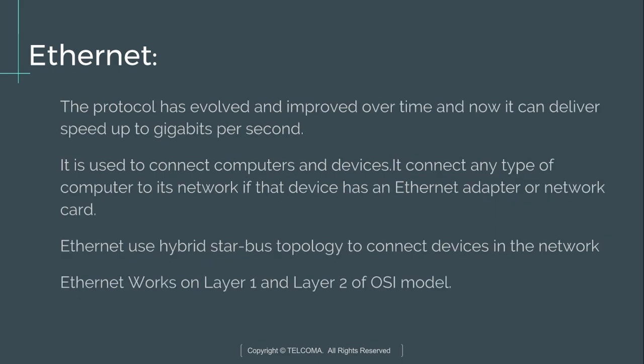As this protocol evolved and improved over time, it can now deliver speeds up to gigabits per second. It is used to connect computers and devices, and it can connect any type of computer to the network if that device has an Ethernet adapter or a network card. It means an Ethernet adapter is a must to connect a device to the Ethernet network. Ethernet uses a hybrid star bus topology to connect devices in the network, and Ethernet works on layer 1 or layer 2 of the OSI model.